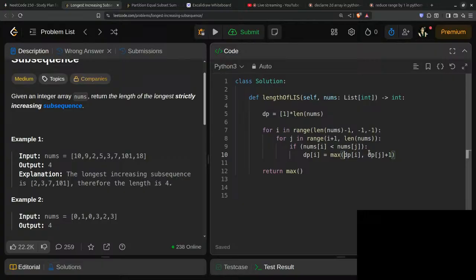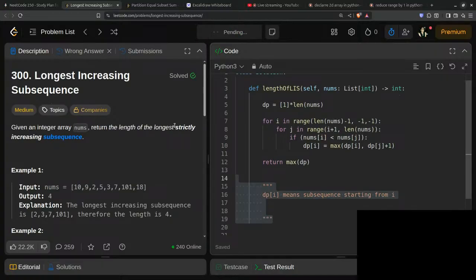If I want to use 1D array, that means I have to assume that DP of I stores the subsequence starting from I, which is including I, right? But in the last assumption, like in the last code, let me try to submit it. It is fine.